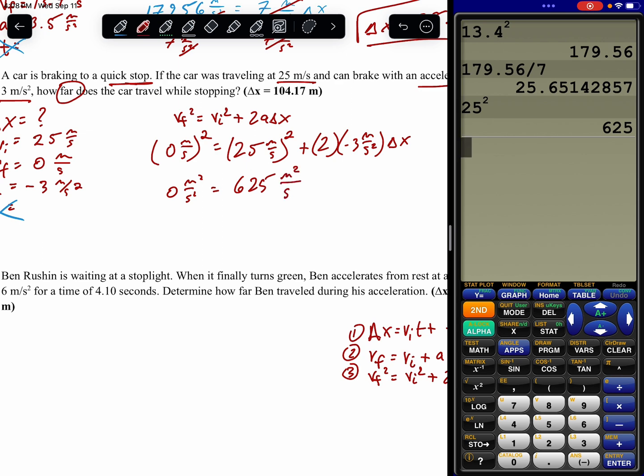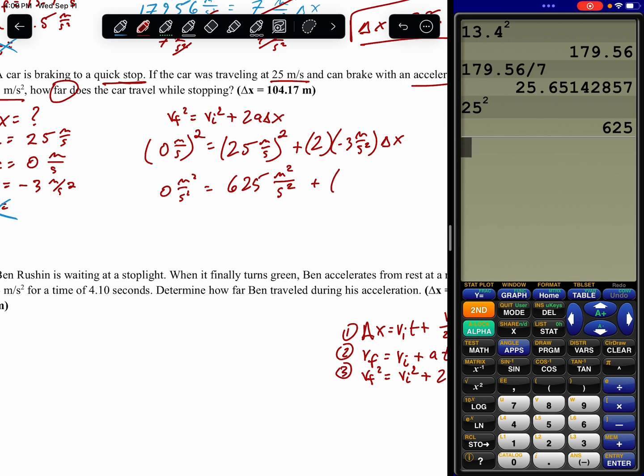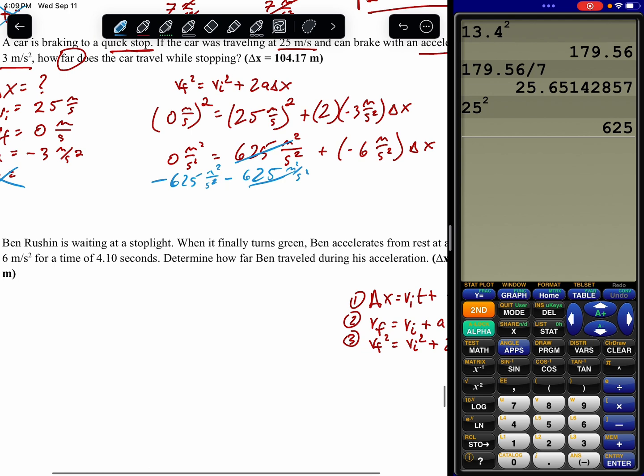(625) meters squared per second squared. And then we're going to go ahead and multiply 2 times negative 3. So we're going to get negative 6 meters per second squared times delta x. Let's get that 625 onto the other side. Minus 625 meters per second, both squared. And then we have negative 625 meters squared per second squared is equal to negative 6 meters per second squared times delta x.